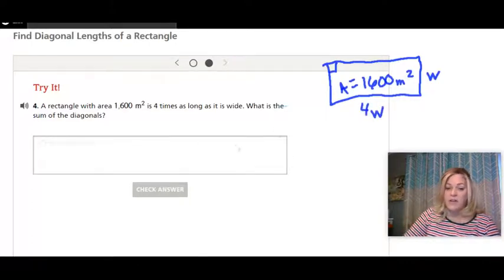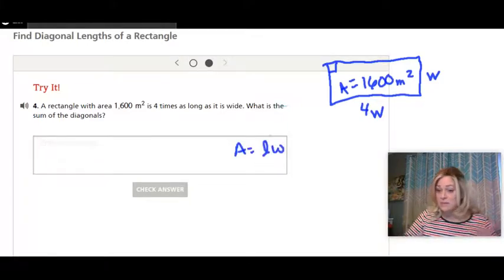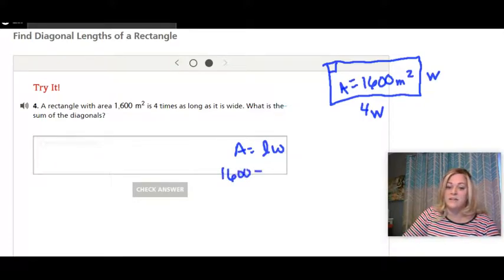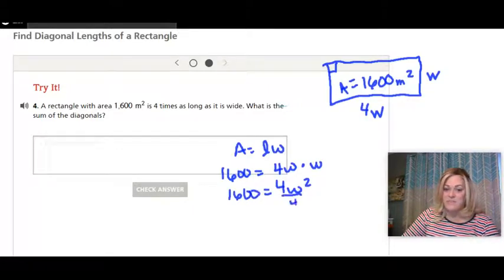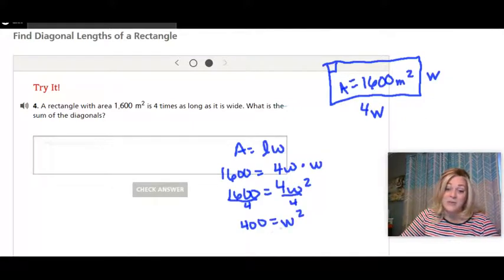Well, think of the formula for area. Area equals length times width. Or some teachers say base times height. Either way is fine. So if I have the area of 1,600, my length is 4W, and my width is W, you would get 4W squared equals 1,600. Solve for W. So get the 4 out of there, divide by 4 on both sides. So you have 400 equals W squared. Take the square root of both sides and you will get what the width is.